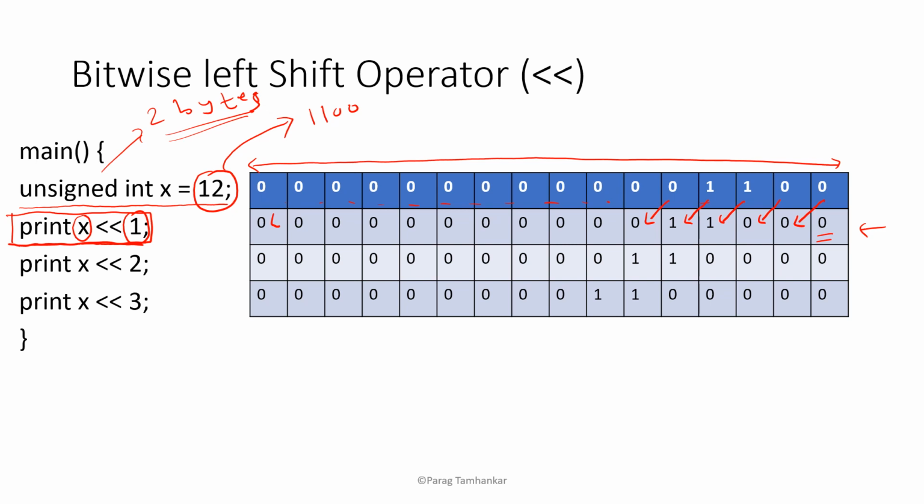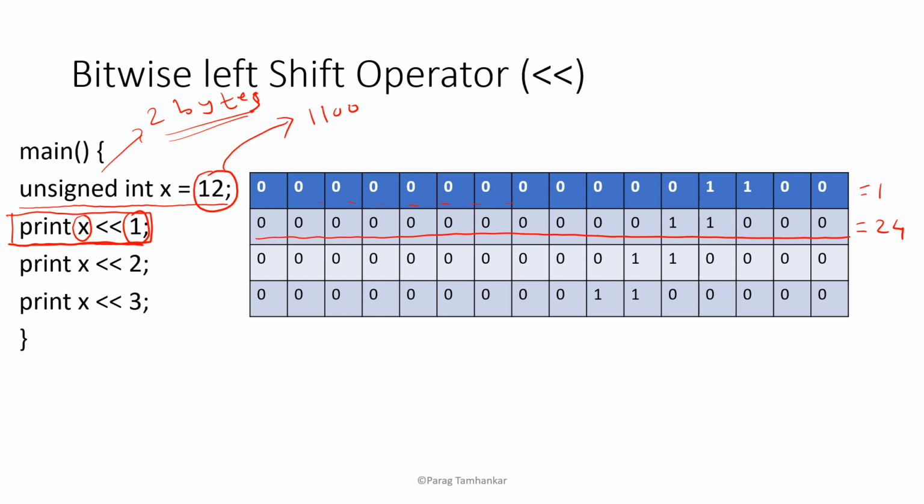I hope you have understood how we are shifting each bit of x to the left by one position. When we do this and convert the resultant value into decimal, what we get is 24. This is the original value 12, but now what you get is 24.